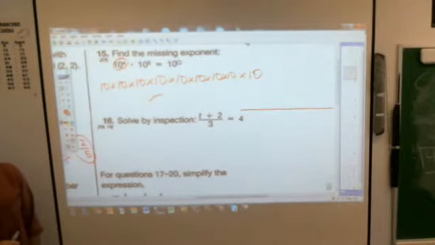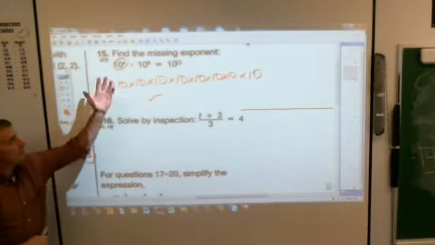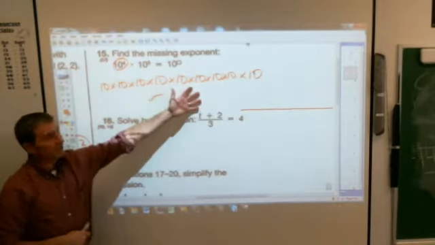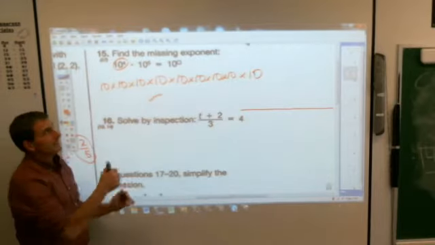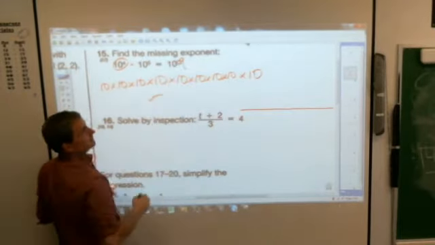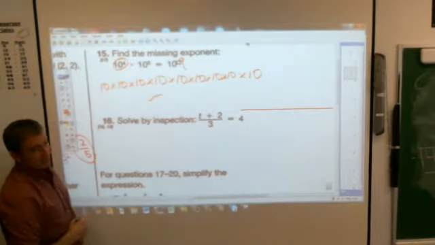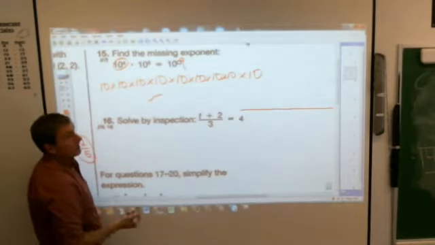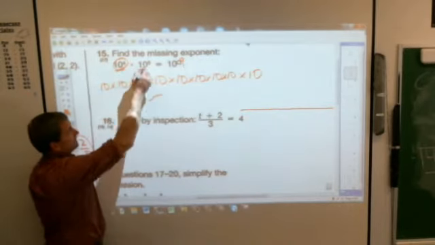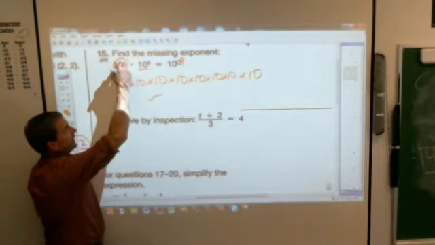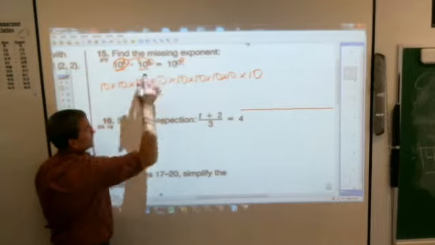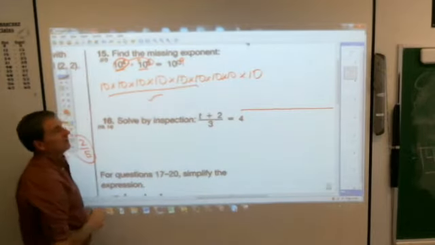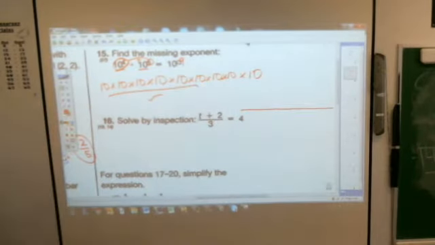Carolina. I multiplied 4 tens and then I multiplied another 5 tens. How many total tens did I multiply together? And that's what the exponent is, 9. So it's 9 total tens. The rule was if you multiply like bases together, you add their exponents together. 4 plus 5 is 9, because that's how many total tens you are multiplying together.